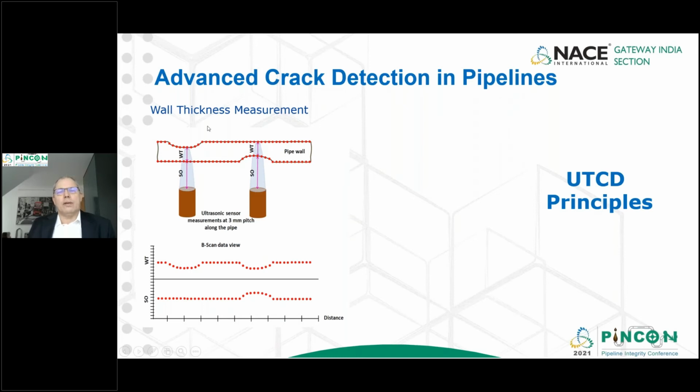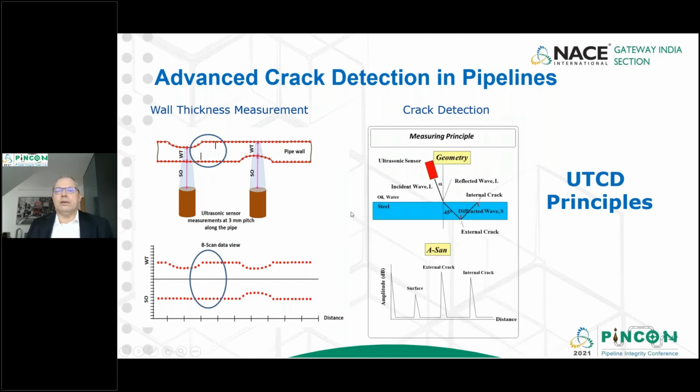Now, if we look at the principle of wall thickness measurement, we see that the sensor is in a 90-degree angle to the pipe wall. And this means that if we have cracks in a pipeline, our ultrasound, because it is in a 90-degree angle, will not see these cracks. So the data analyst later on, when he sees the data from the tool, he will see nothing in the data. So this is why the crack detection tool was developed.